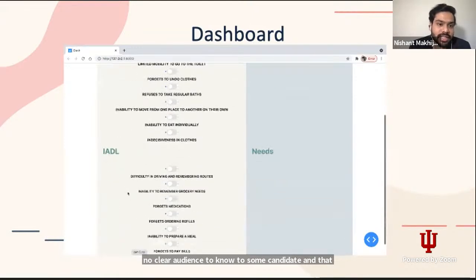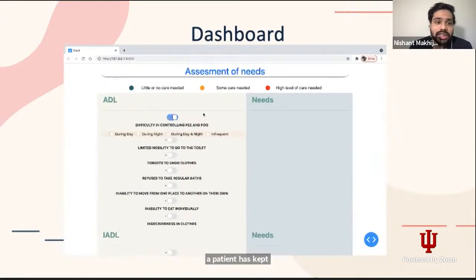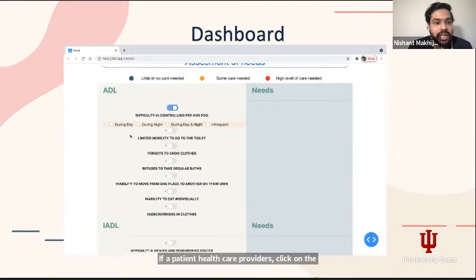On the left side, there are symptoms according to ADL and IADL. If a healthcare provider clicks on a symptom, for example difficulty in controlling poo, there will be a question of the frequency. If he's facing difficulty during the day, the need will pop up in green color, which means little or no care needed.